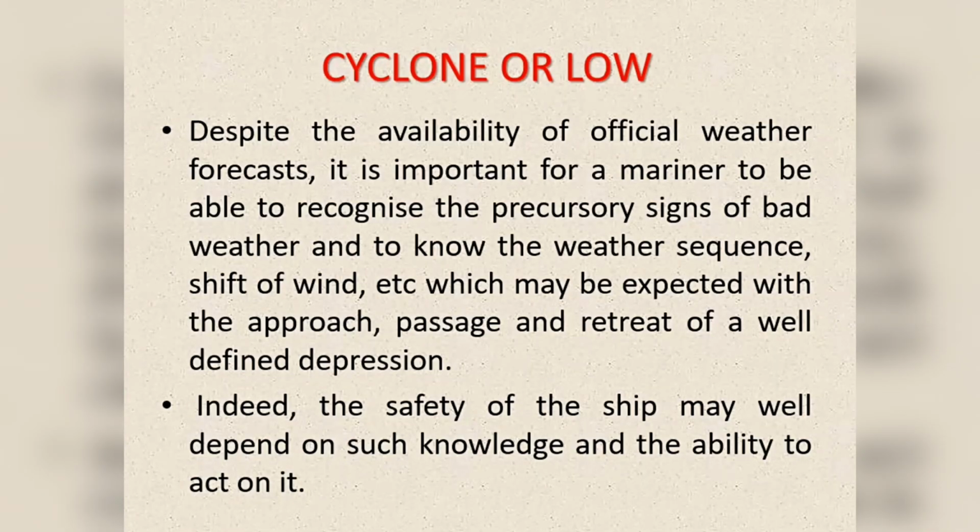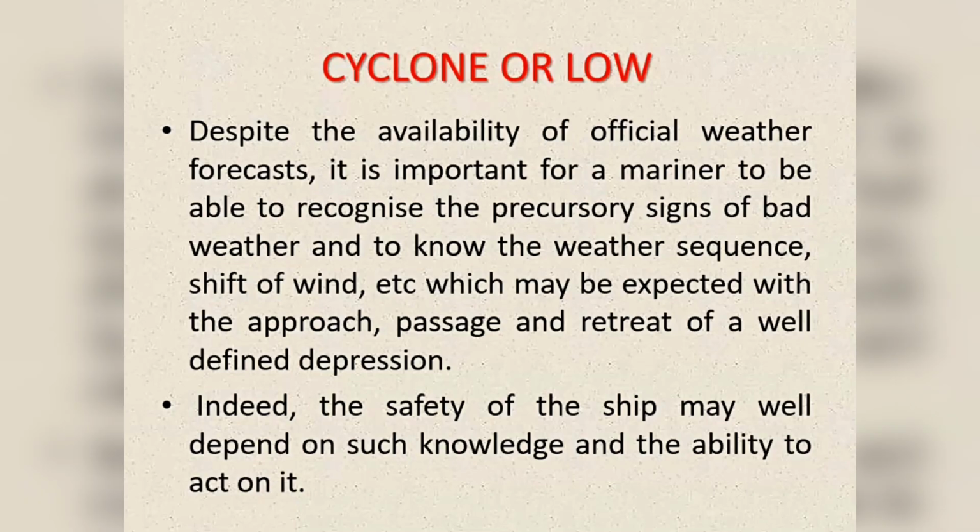कि यार ये चीज़ है, हर चीज़ इंस्ट्रूमेंट पता है। इवन विंड स्पीड है, वो भी हम कहते हैं यार कोई ना कोई इंस्ट्रूमेंट होना चाहिए। विंड डायरेक्शन है, उसके लिए भी एनीमोमीटर होना चाहिए। Keep it strong. So precursory signs of bad weather and to know the weather sequence, shift of wind which may be expected with the approach, passage and retreat of a well-defined depression.